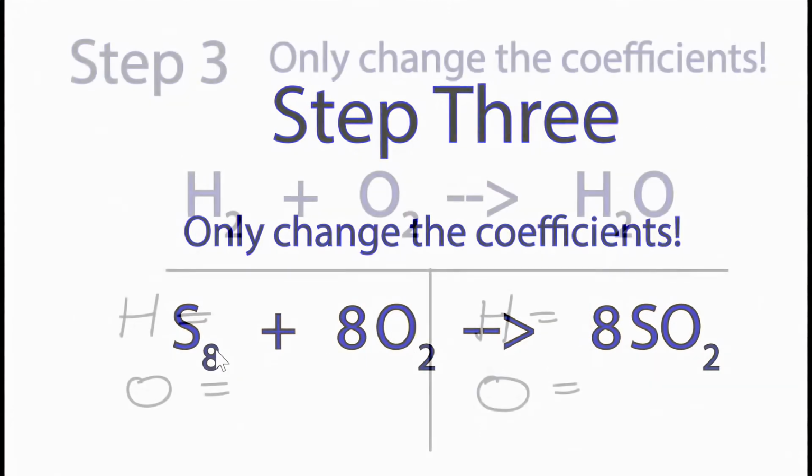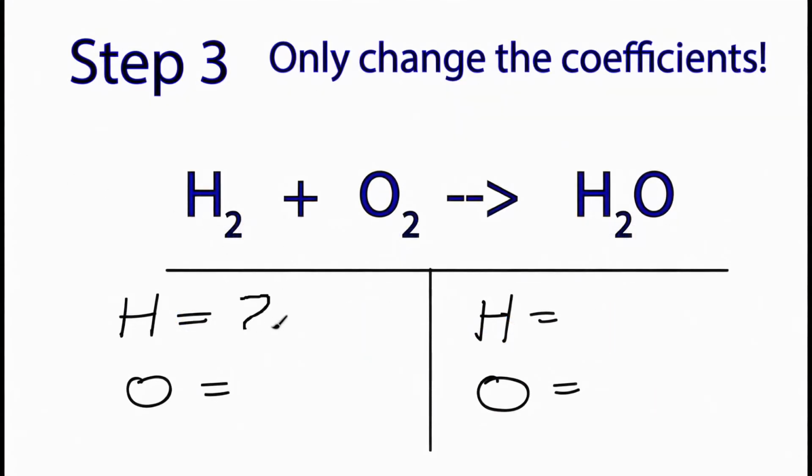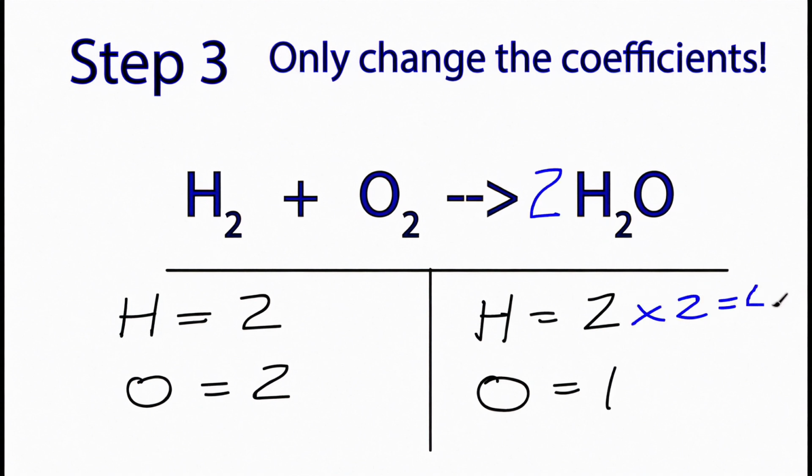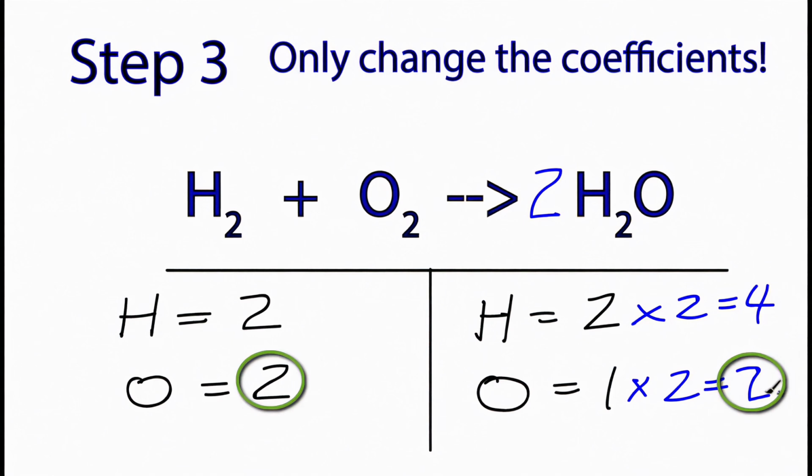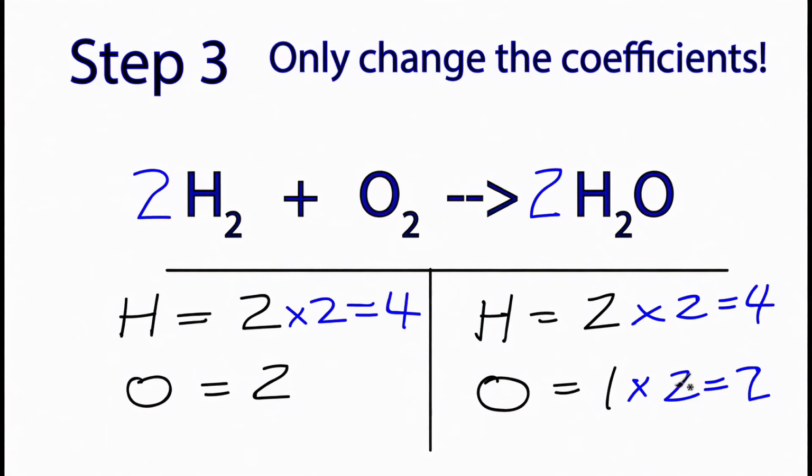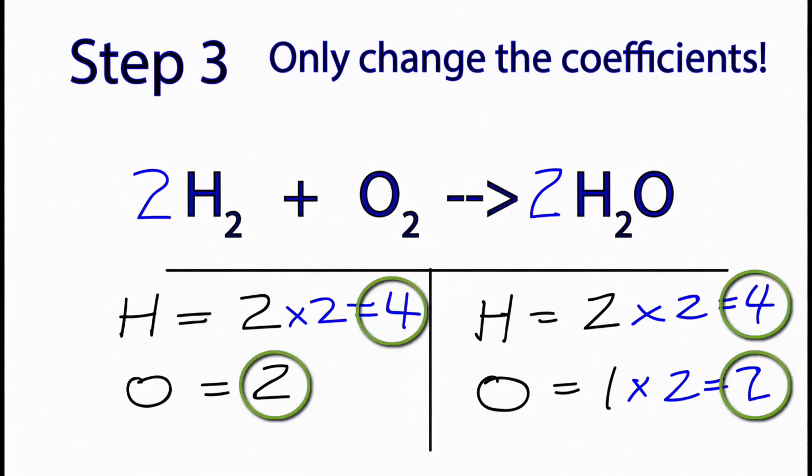Let's try another problem. So in this equation, we have 2 hydrogens, 2 oxygens, over here 2 hydrogens, and 1 oxygen. How about, let's see, I'll put a 2 right here. So 2 times 2, that gives me 4 hydrogens, but 2 times the 1, that'll give me 2 oxygens. So my oxygens are balanced now, but my hydrogens are messed up. What I can do over here is put a 2 in front of hydrogen, and now 2 times 2, that'll give me 4. And now the atoms on each side of the equation are the same. This equation's balanced.